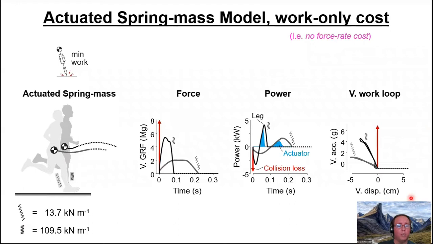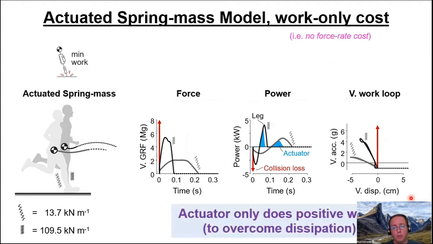We can look at the same measures for a relatively stiff spring, and the main difference is just that everything kind of gets stretched. So in the horizontal direction, everything gets compressed for the stiffer spring, and in the vertical direction, it gets stretched, where we have larger peak forces, larger peak power, and steeper vertical work loop curves for the stiffer spring. But in both cases, the actuator is only doing positive work, so that's the blue shaded area. And in fact, the actuator is doing precisely the amount of positive work to overcome dissipation.